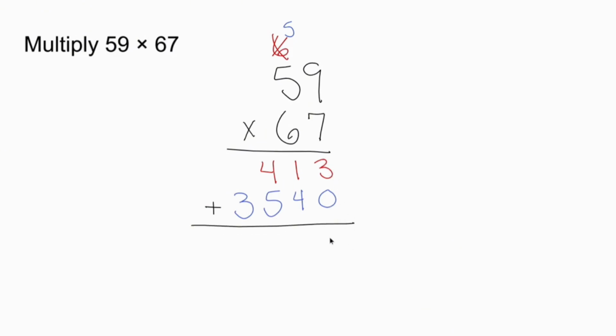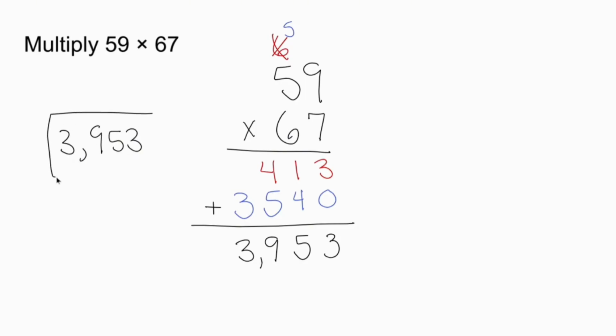Now that we're done all of our rows, we're going to add these numbers up. 3 plus 0 is 3. 1 plus 4 is 5. 4 plus 5 is 9. Nothing plus 3 is 3. Let's count for our commas. 1, 2, 3. Put a comma there. And we end up with 3,953. And that is our answer.